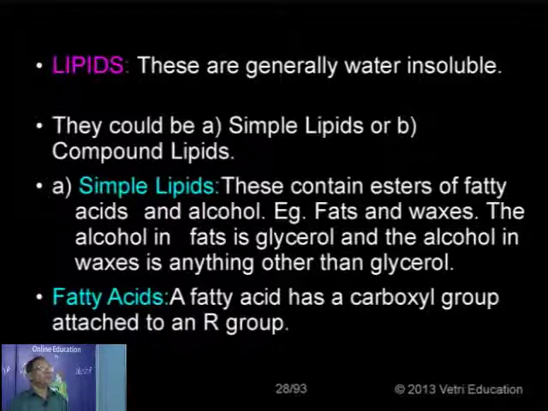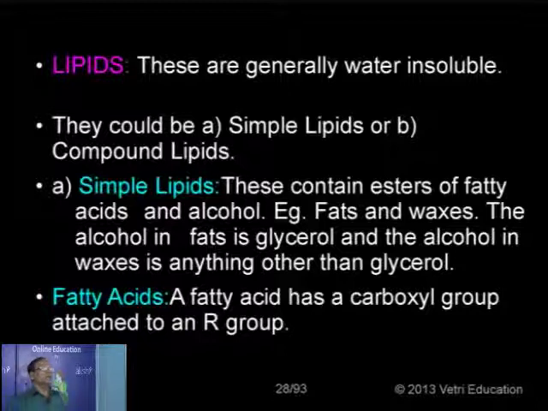As a general rule, the lipids are insoluble. The fats and the fat derivatives together are called the lipids. They are highly insoluble in water but soluble in fat solvents, like benzene, chloroform, ether, carbon tetrachloride. So these are all the fat solvents having the ability of dissolving the lipids.